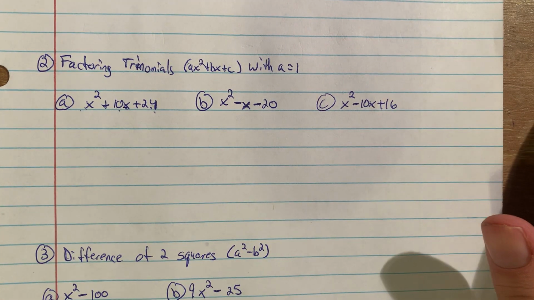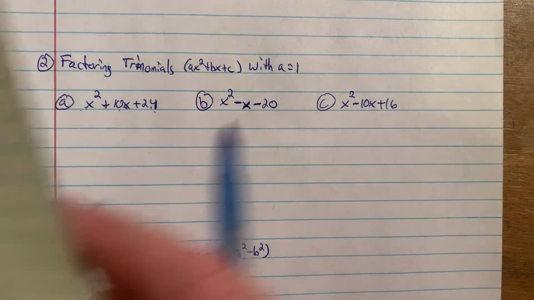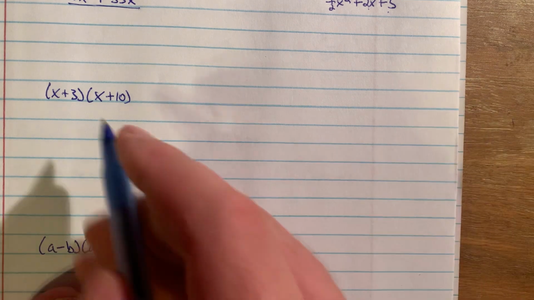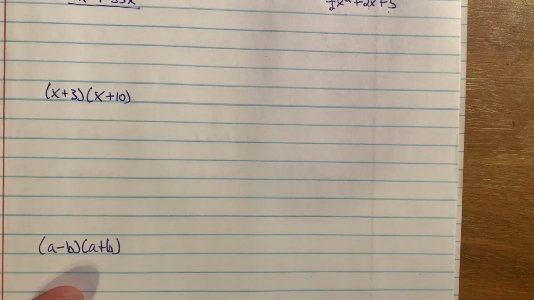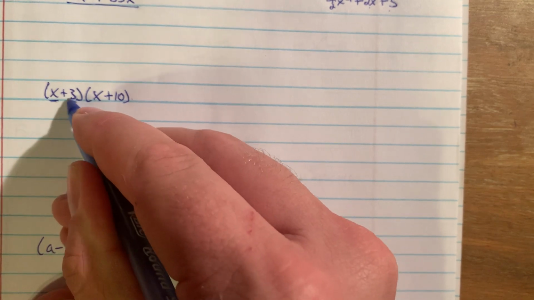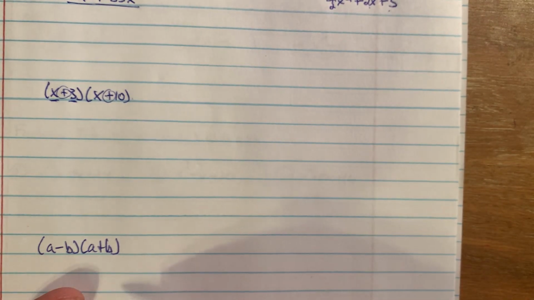So they do not have a greatest common factor. And let's go back to our understanding of how multiplying works to feel good about this. When we multiply two binomials times each other, the way it works, these are two binomials because there's a plus here and a plus here.